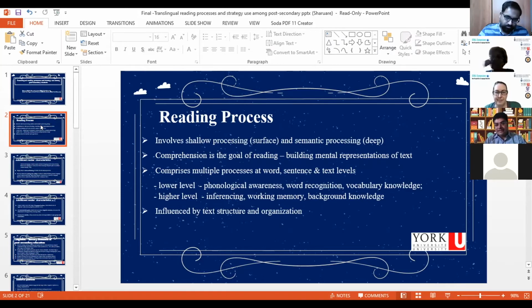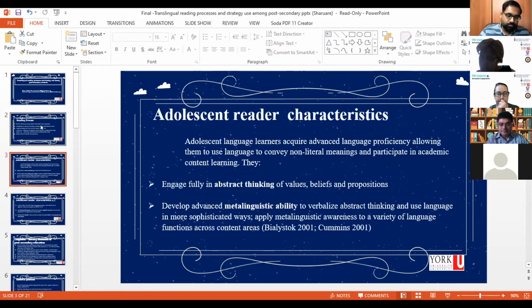Here we have scaffolded our understanding that the reading process involves shallow processing, that is surface, and semantic processing, that is deep, and comprehension is the goal of reading, building mental representations of the text that comprise multiple processes at word, sentence, and text level. The lower level includes phonological awareness, word recognition, and vocabulary knowledge, and the higher level includes inferencing, working memory, and background knowledge, influenced by text structure and organization.